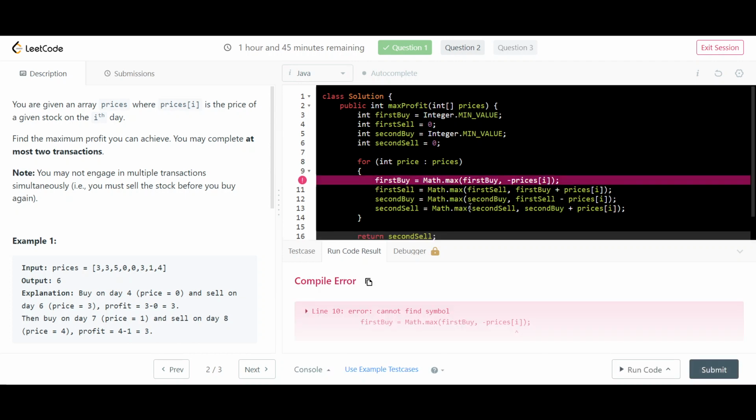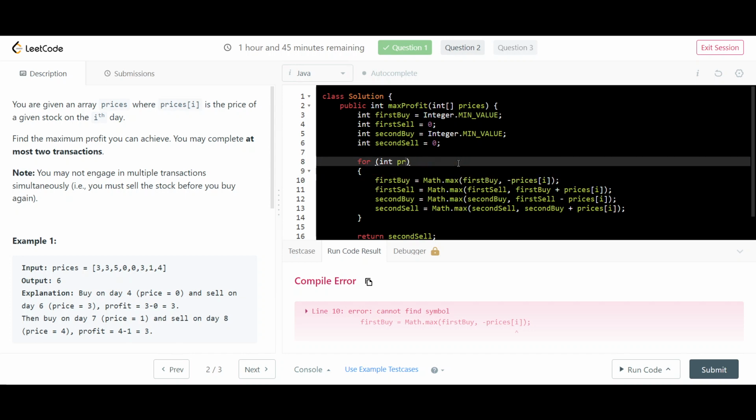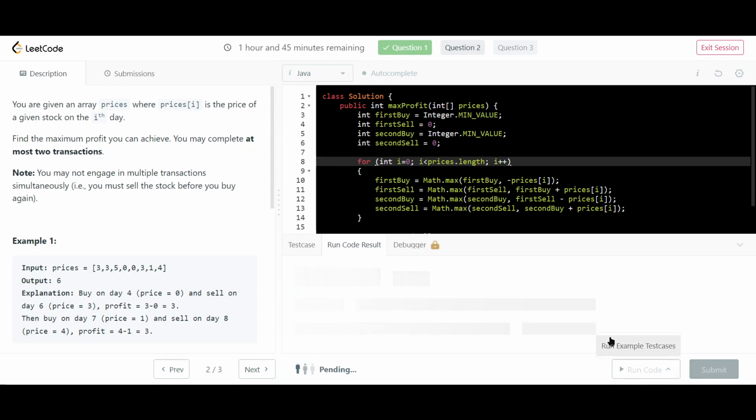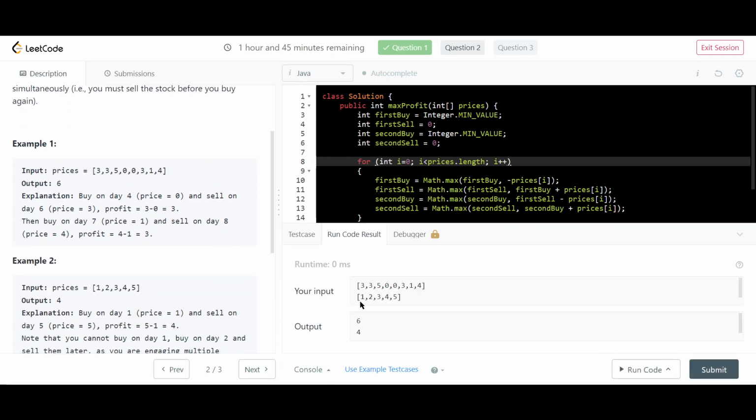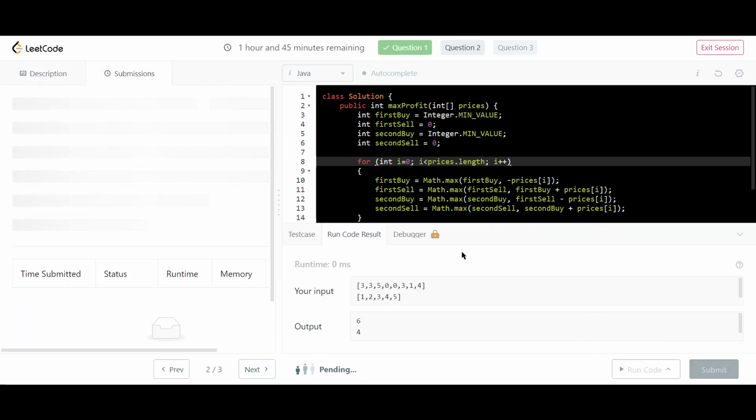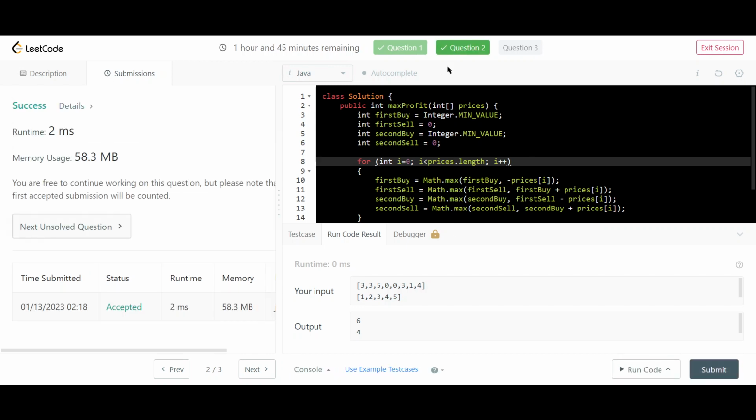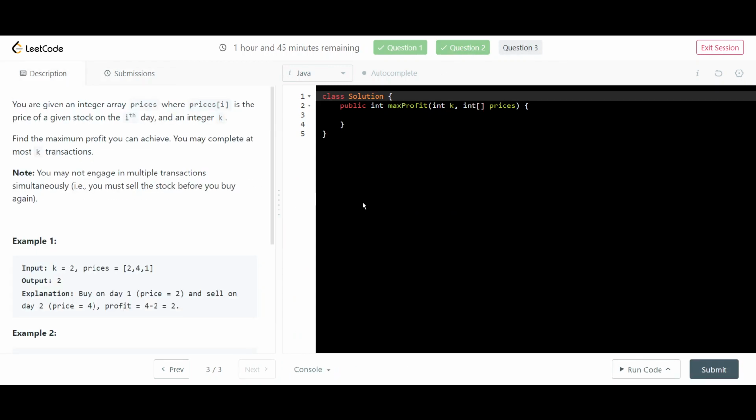Let's fix that. We use prices of i everywhere, so now let's use i then. And we run the example test case. 6 and 4 are correct. Let's submit. It gets accepted.